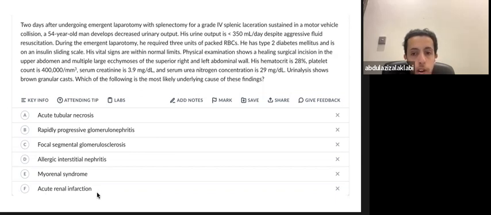Now, the answer is actually A, acute tubular necrosis. Now, why is this? First and foremost, acute tubular necrosis, as I said before, is the most common cause of intrinsic renal failure, okay? So we see here in this patient, he has prolonged hypotension. He has very low urine output, and he has prolonged hypotension and surgery. He had surgery for splenectomy and ischemia.